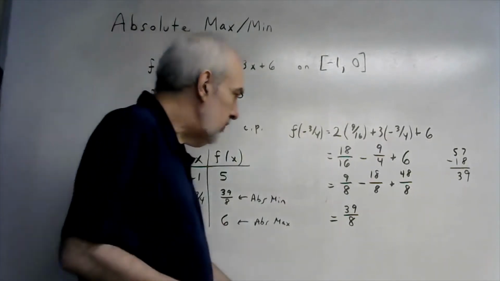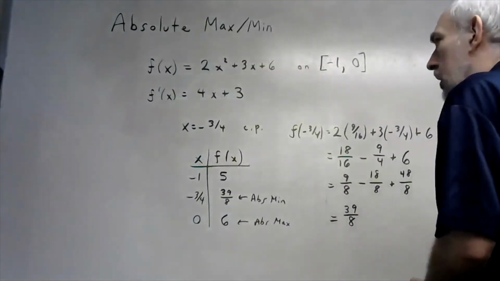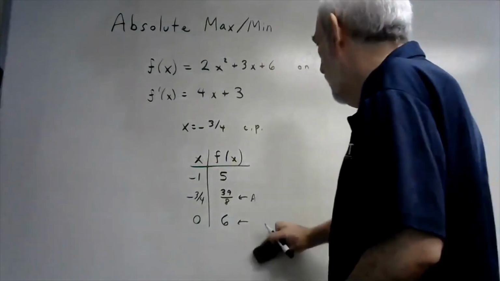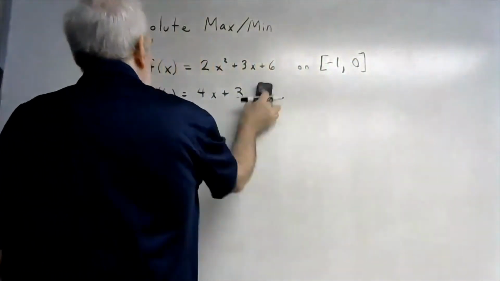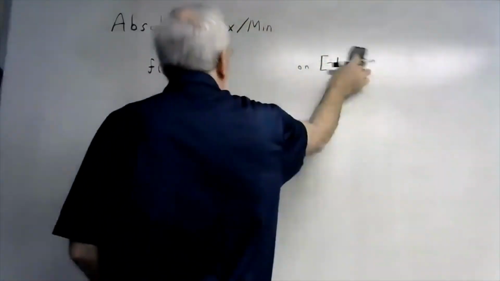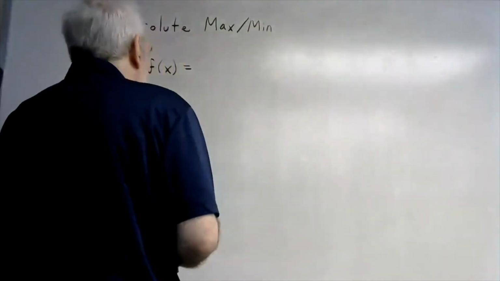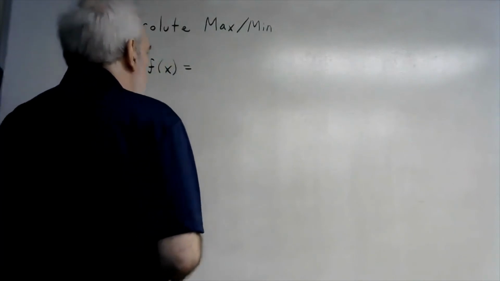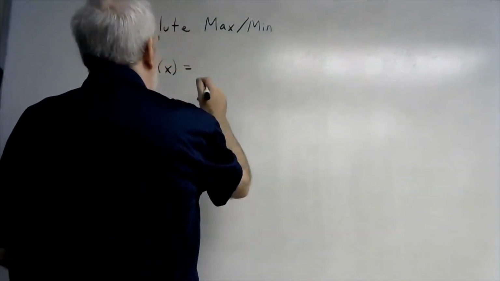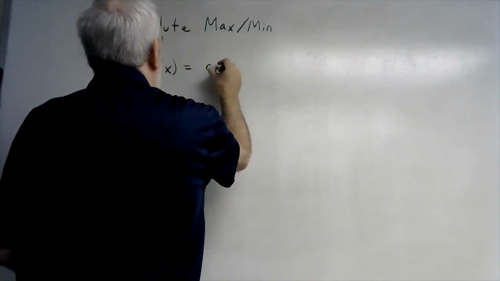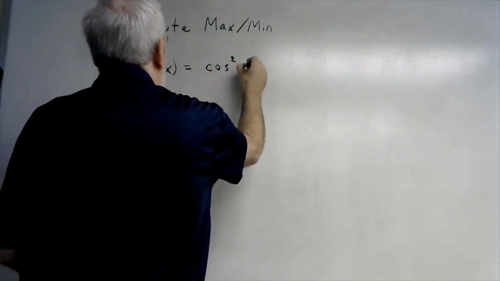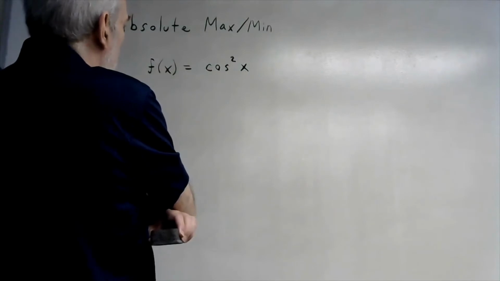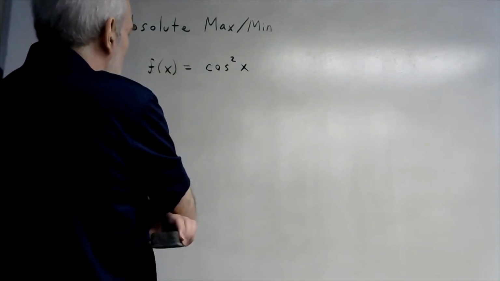Okay. Maybe let's do one more example of finding absolute maximums and minimums. Let's do a function that involves some trig stuff. Okay, so let's say f of x is cosine squared x.